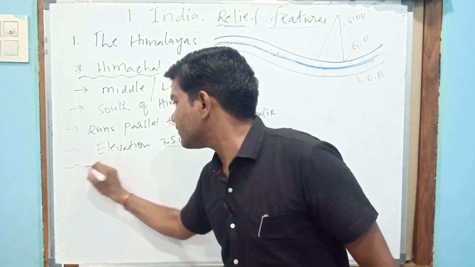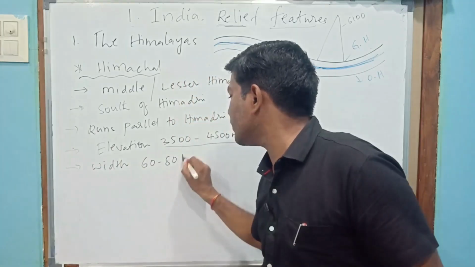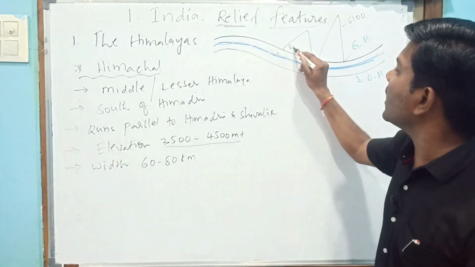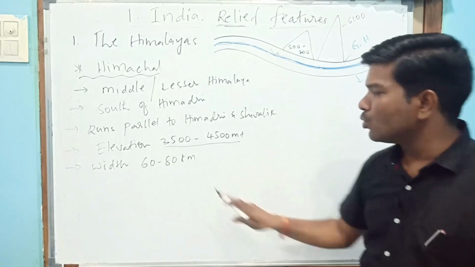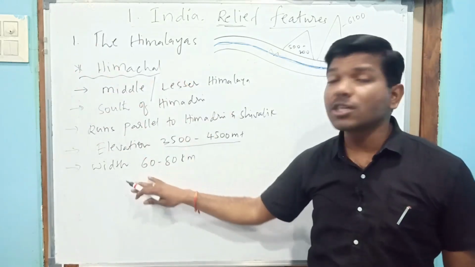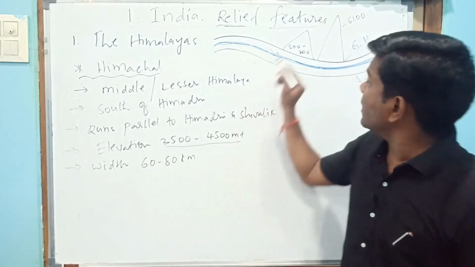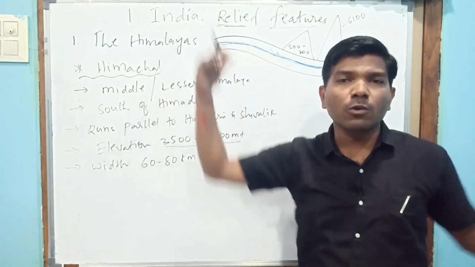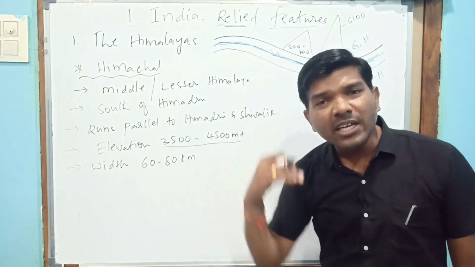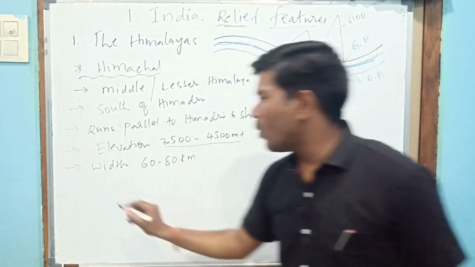Then what is the width? The width is 60 to 80 kilometers. In the Himadri, the width is 500 to 200 kilometers. One mountain range is 60 to 80 kilometers in Himachal, but in Himadri it is 500 to 200 kilometers of width. So what did you understand? Height also decreased, and the width also decreased.